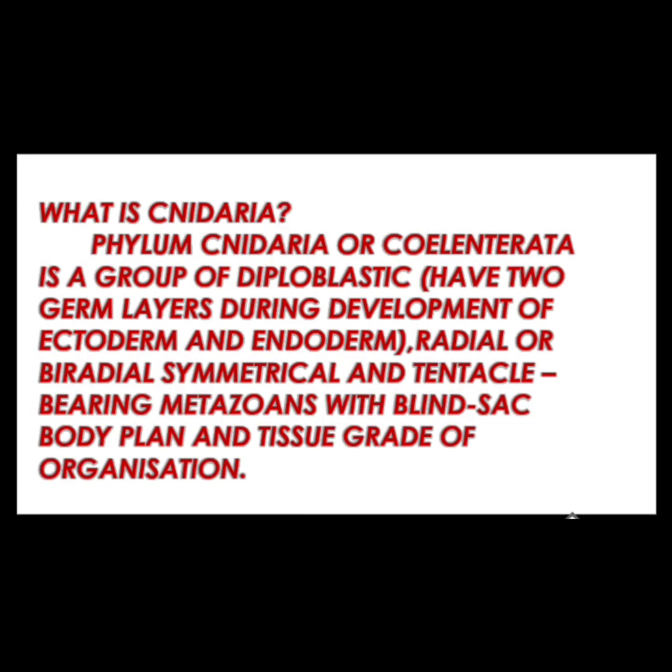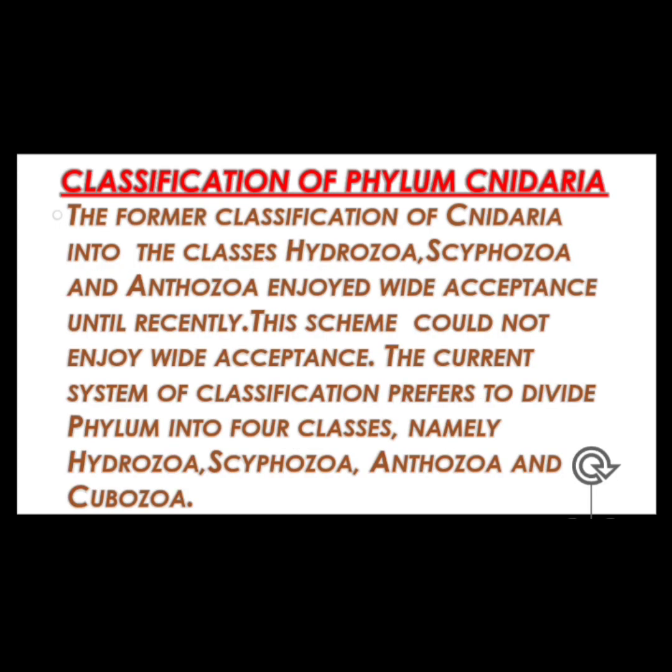What is Cnidaria? Phylum Cnidaria or Coelenterata is a group of diploblastic animals. Diploblastic means having two germ layers during development, ectoderm and endoderm. It is radially or biradially symmetrical and tentacle-bearing metazoans with a blind sac body plan and tissue grade of organization.